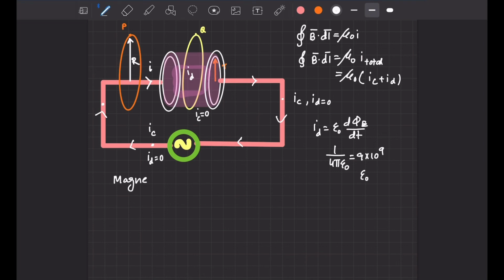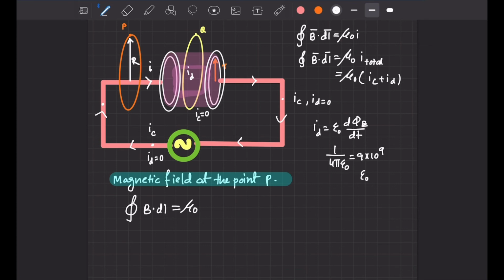Magnetic field at the point P. So how can we find that? Using Ampere's law, right? So that is B dot dl equal to mu naught, according to Ampere-Maxwell, I total, right? So that is equal to mu naught (IC plus ID). But as the ID value is 0 around any conductor, that value is only mu naught IC.